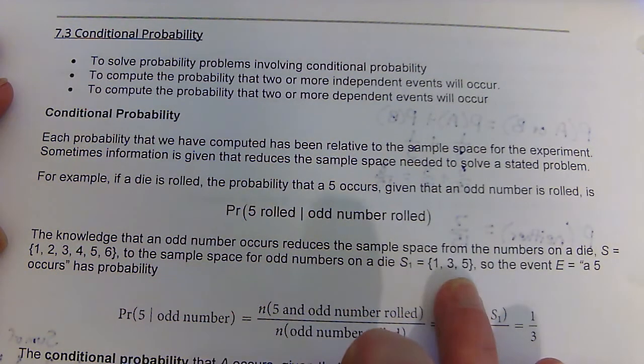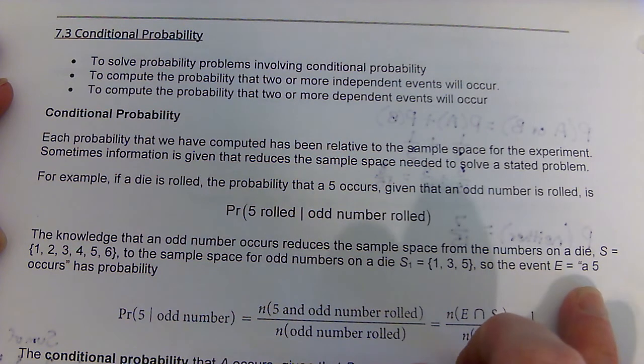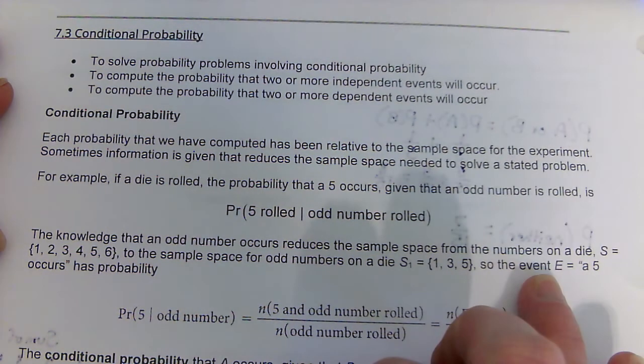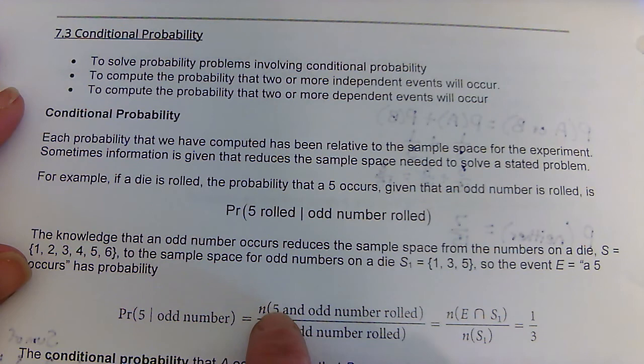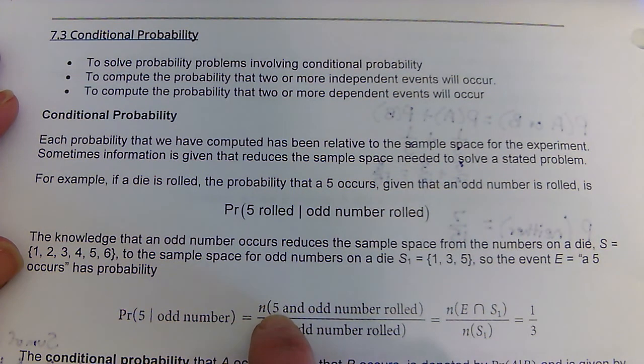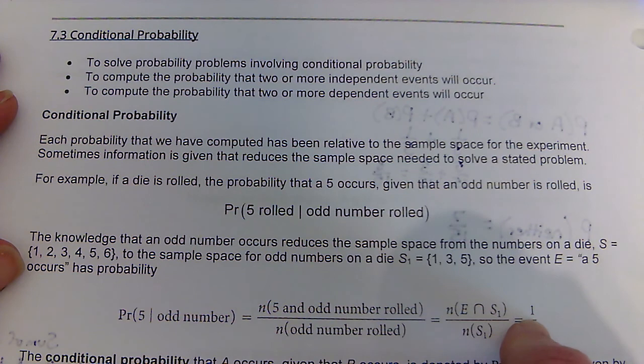The odds are 1, 3, and 5. So the event E, that a 5 occurs, has the probability, so 5 given that it was odd. So the first thing we want to know is, how many times would you get 5 and an odd number rolled? So the intersection of those two events, divided by the probability, or the number of ways that an odd number can be rolled. So there's only one way to get a 5 and it being odd, and there's 3 ways to just roll an odd number.